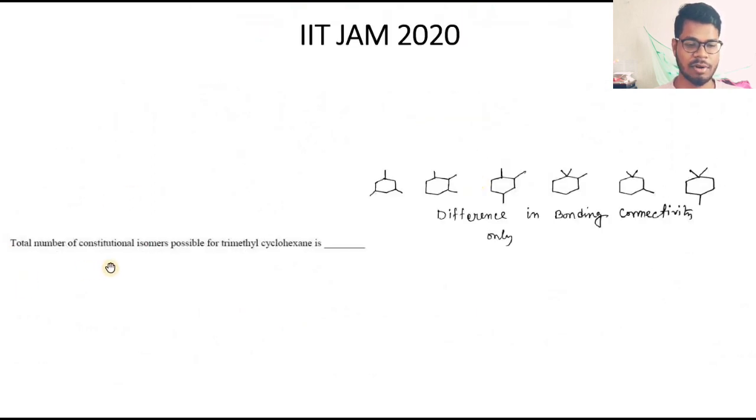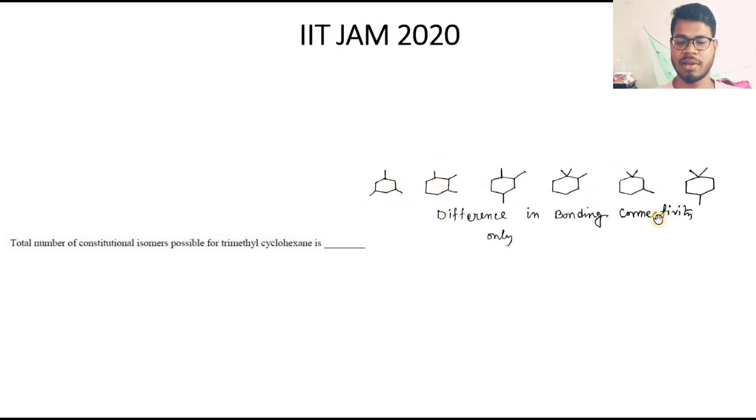So the next question, the number of constitutional isomers. As I have told you, 2 questions came from the constitutional isomer concept. That is the number of constitutional isomers possible in trimethylcyclohexane. So 3 methyl groups are present, so you just have to put the 3 methyl groups in different ways.